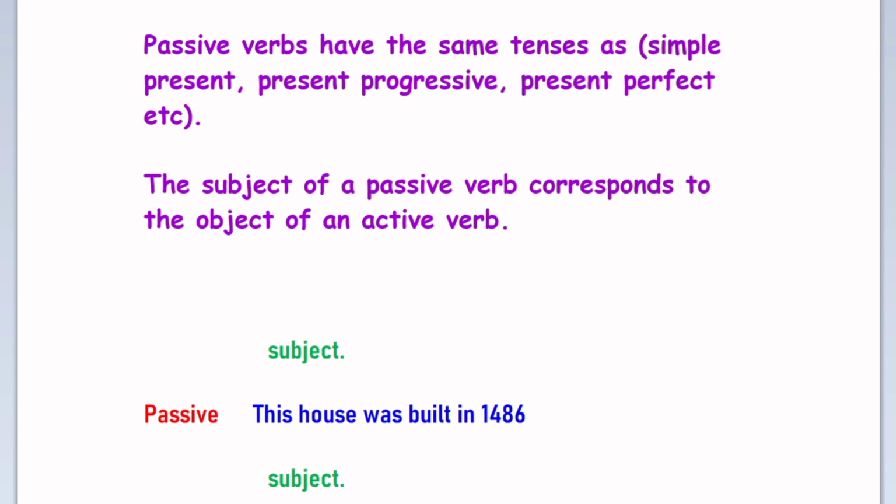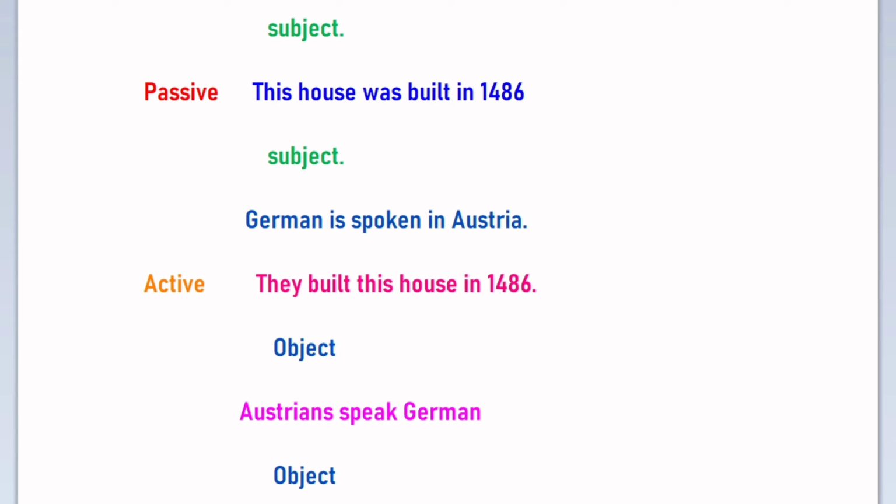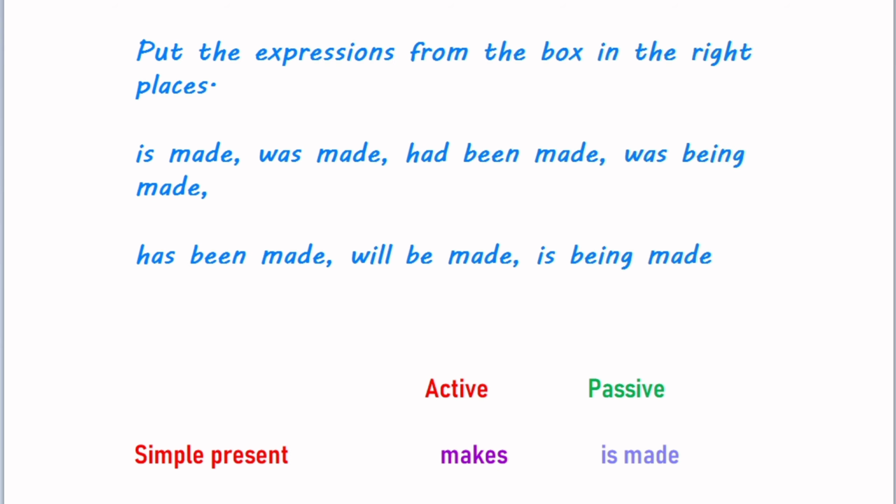Passive verbs have the same tenses: simple present, present progressive, present perfect, etc. The subject of a passive verb corresponds to the object of an active verb. Passive. Subject: this house was built in 1486. Subject: German is spoken in Austria. Austrians speak German. Object: put the expressions from the box in the right places.